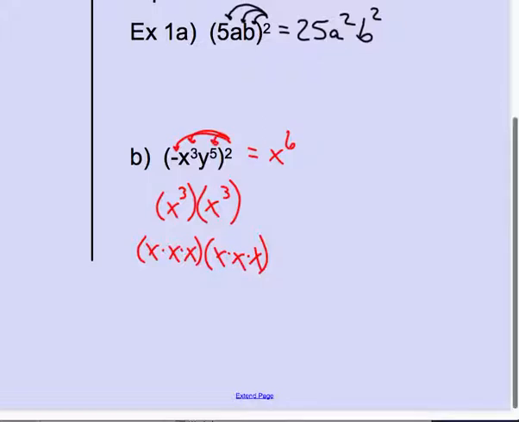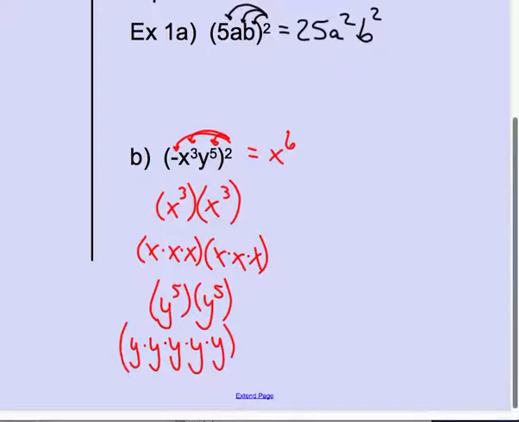Let's take a look at that one more time with our y to the 5th when I square that, and then we'll talk about the shortcut. So y to the 5th squared means y to the 5th times itself, which the long way, my first one is y times itself 5 times, and my second one is y times itself 5 times, and I end up with y times itself 10 times.